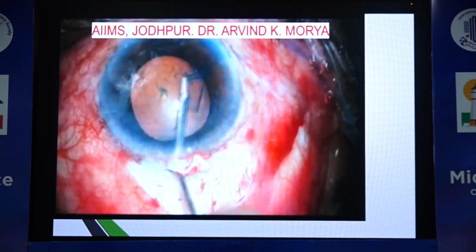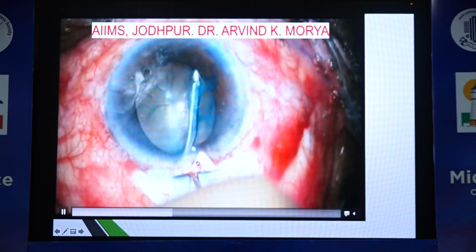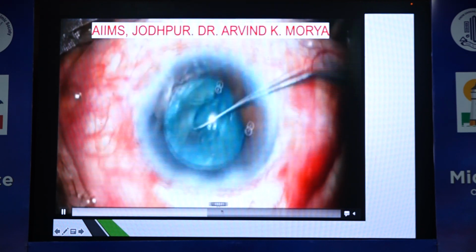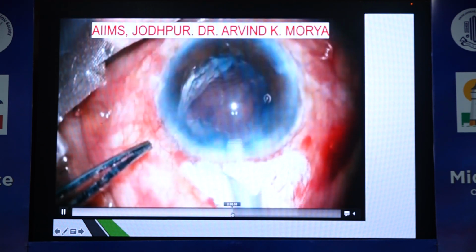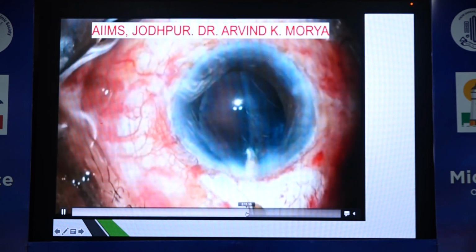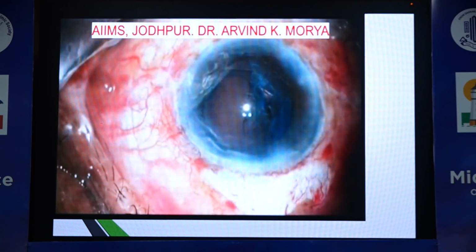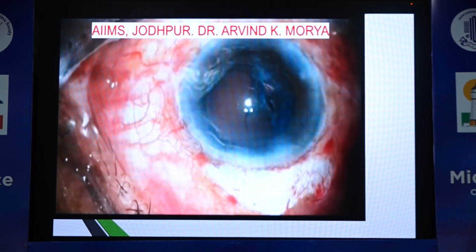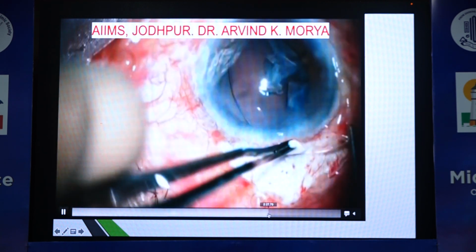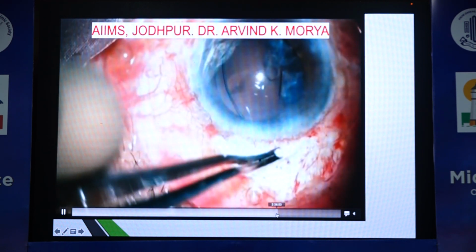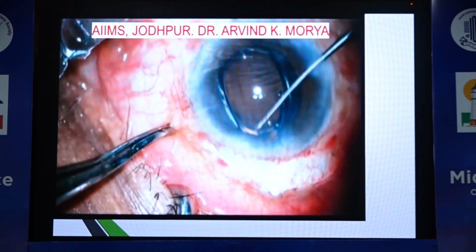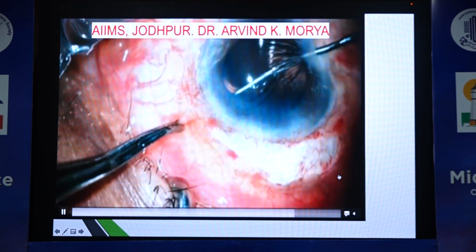Then our axis was made of 5.5 millimeter, and routine hydrodissection and delineation, and stop and chop phaco was done under very low parameters. At this time you can see there was zonular dialysis as I was aspirating the cortical matter. So the CTR was pushed from the opposite quadrant, and then a hydrophobic IOL was implanted very gently and very slowly.